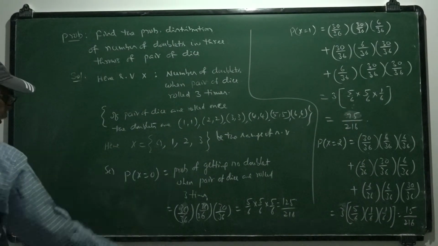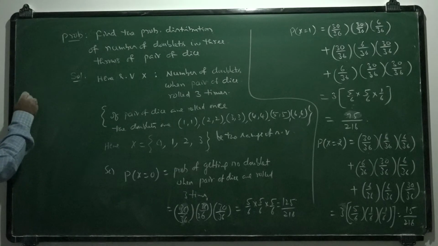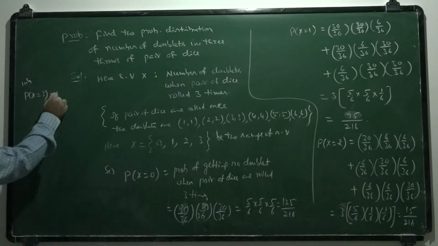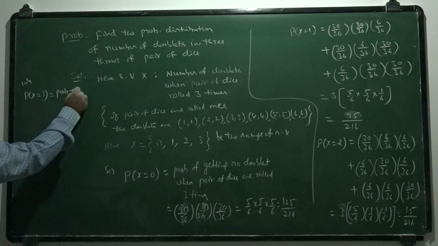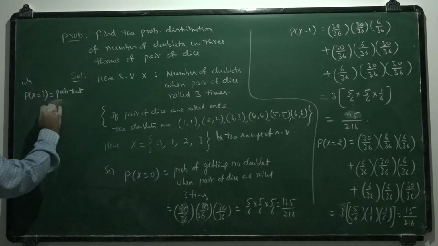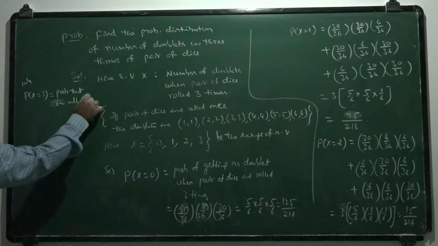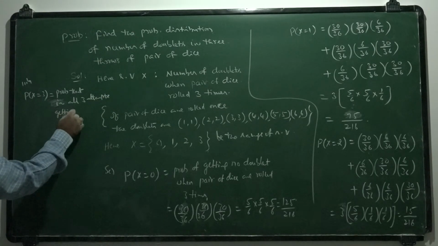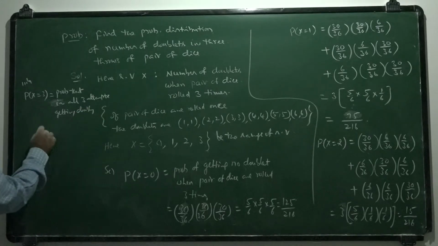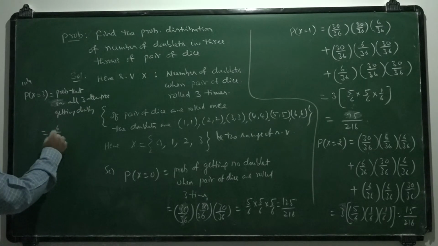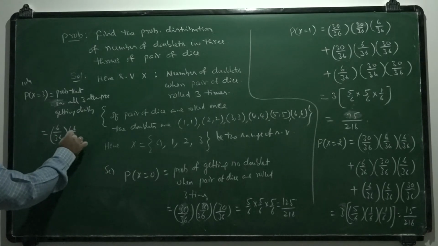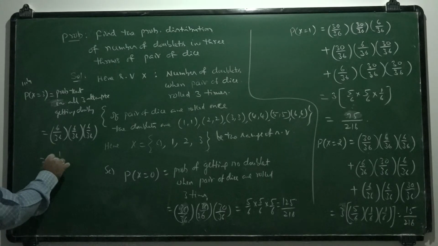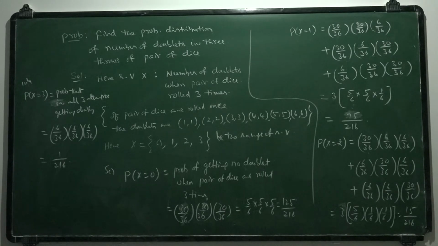Similarly, the probability that X takes the value 3, that is, getting doublets in all 3 attempts. This probability is 6 by 36, 6 by 36, 6 by 36, that is 1 by 6, 1 by 6, 1 by 6, which is 1 by 216.